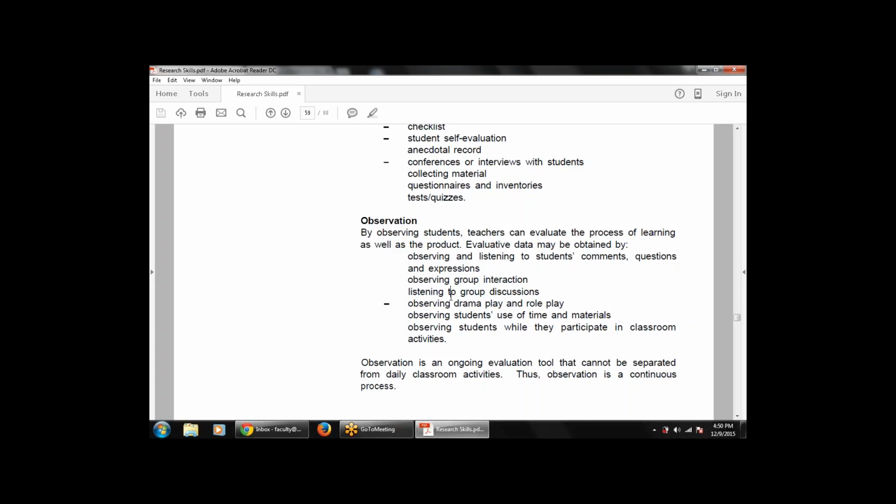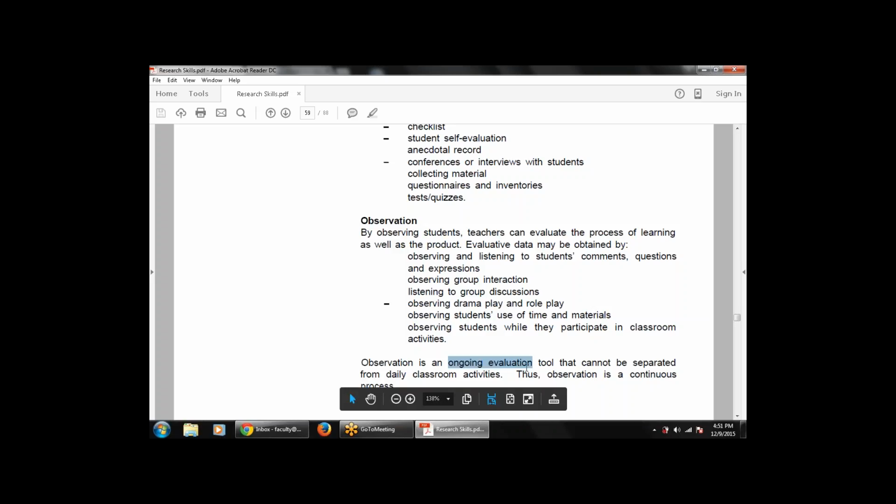Whatever material they are giving or receiving, observe whether they are utilizing that material or not. Then observe the students while they participate in the classroom activities, whether they participate or not, and whether the activities are going on in a perfect way or not. So that is the main part. So observing the students when they participate in the curriculum activity that is being carried out, they participate in the classroom activity.